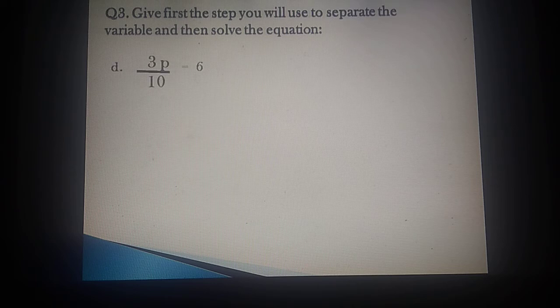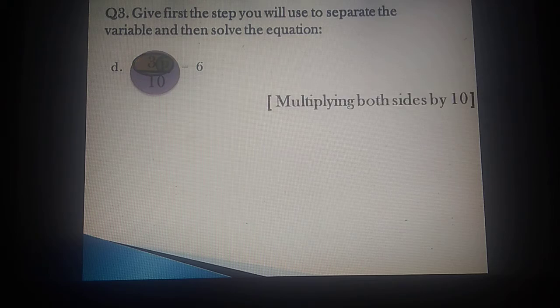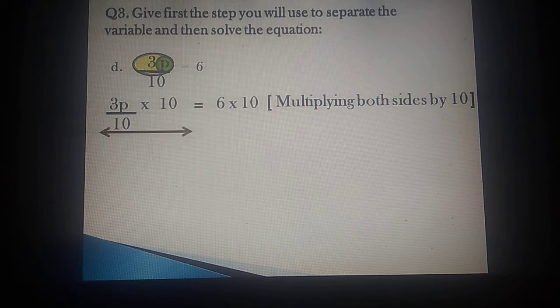Moving to next. Again, first the variable, then the coefficient, and then divided by 10. Opposite will be multiply by 10. So first LHS multiply by 10, RHS multiply by 10. Solve LHS. Again same value in the numerator and denominator. Cancel. Left 3p. Solve RHS. What will you get? Yes, 60.